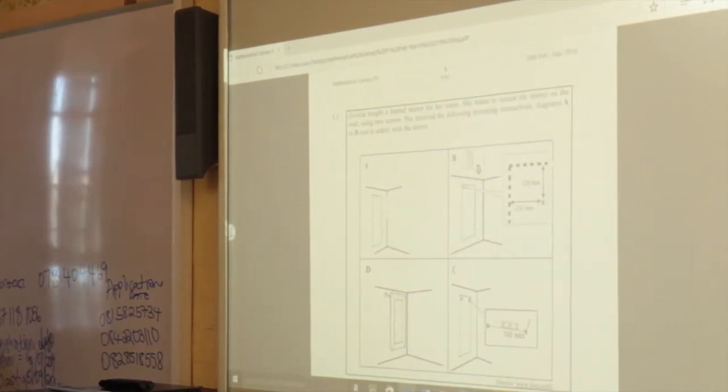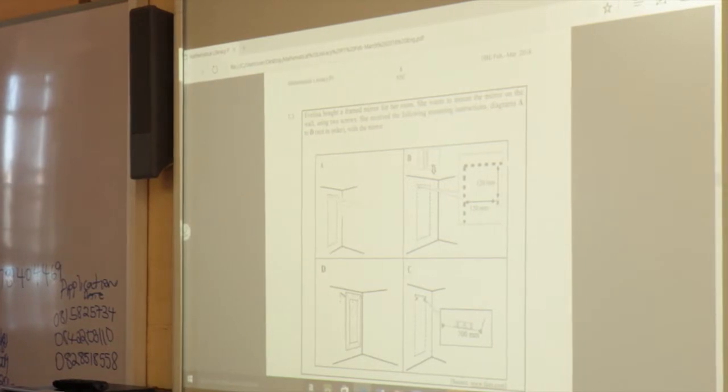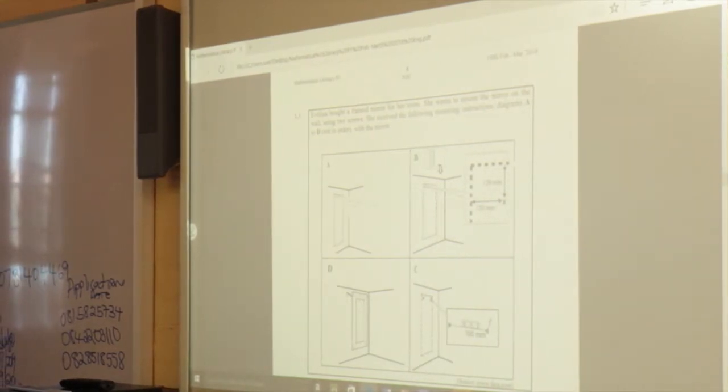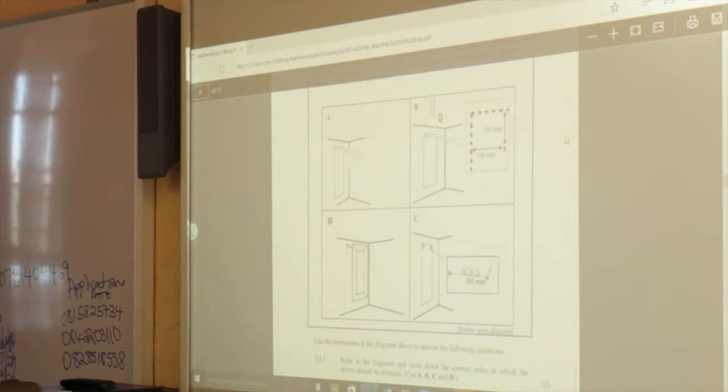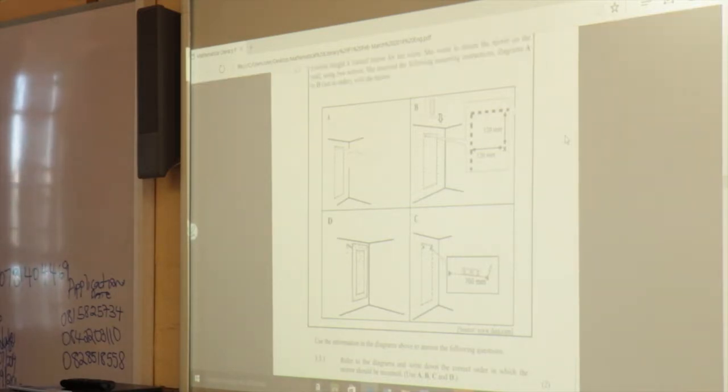So the minute that the examiner says the pictures are not in order, you can expect a question asking the learners to arrange the pictures in order. Okay. Now let's look at the first question. 3.3.1 refers to the diagrams and asks you to write down the correct order in which the mirror should be mounted using A, B, C, and D. So let's look at this picture and come up with an answer. How will you arrange these pictures? Obviously beginning from the first one and ending up with the last one where the mirror was mounted.